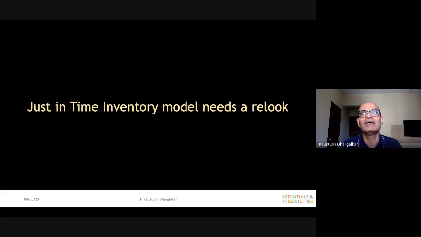Try to see what you can do and capture that instant spike which is possibly going to come, because people are going to be wary of just-in-time inventory models, just as an insurance against future events of such kinds of pandemics happening. So just start thinking about it from that perspective.